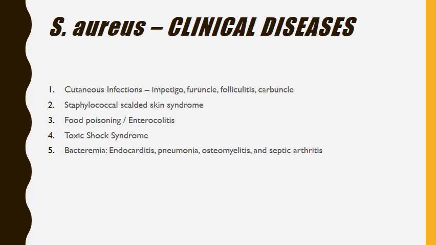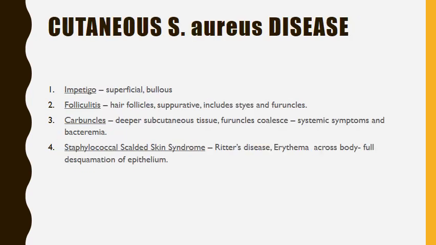And then the other thing that can happen with staph infections is a result of bacteremia. So you can get acute endocarditis, pneumonia, osteomyelitis, and something known as septic arthritis. We're going to go through each of these in a little more depth.